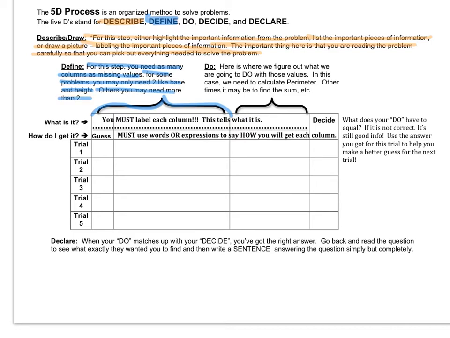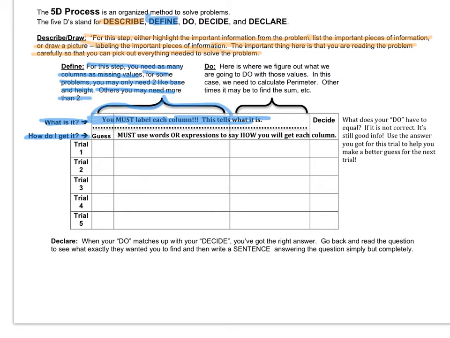So if you look right now, it says, what is it, and how do I get it? Those are the important headings that you need for every single column. So you must label each column. The top of the columns tells us what we are doing in this column. Is it the base? Is it the height? Is it the third side? Is it Jimmy's money? Whatever it is, you need to label with words what each column is talking about. And then how do you get it?